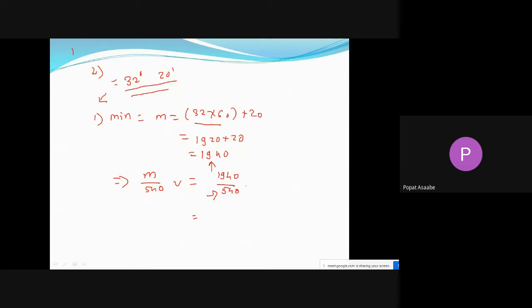Solve and tell me the answer. Anybody having any answer? Three plus 16 divided by 27. Yes, 3 plus 16 divided by 27, like this.